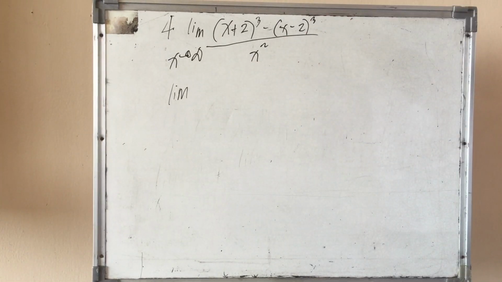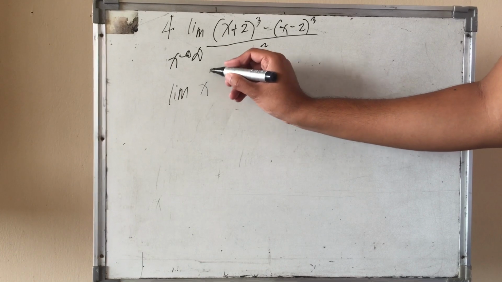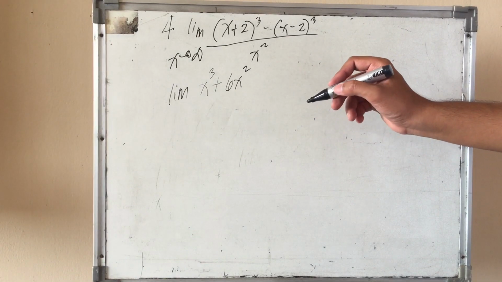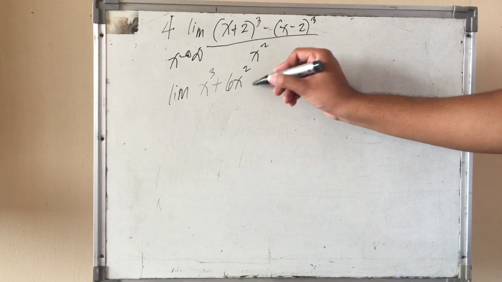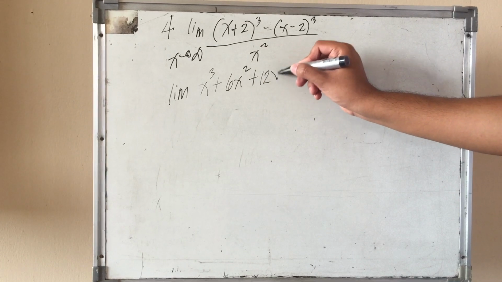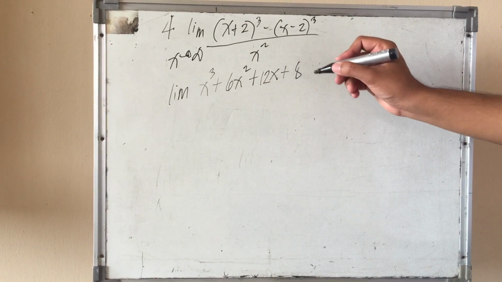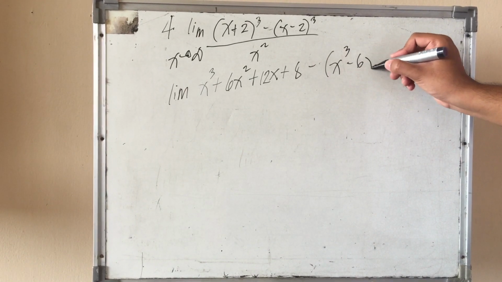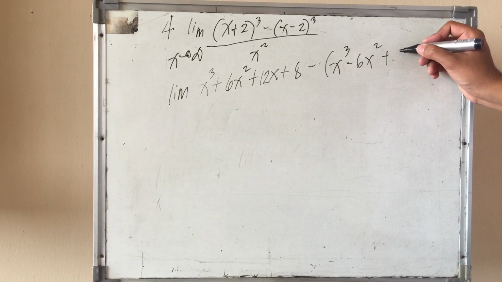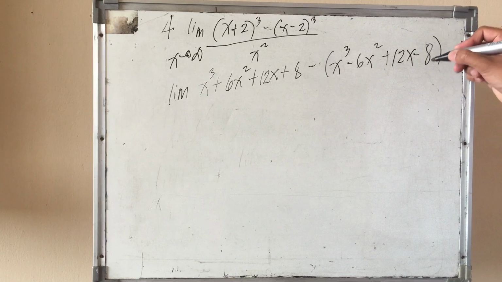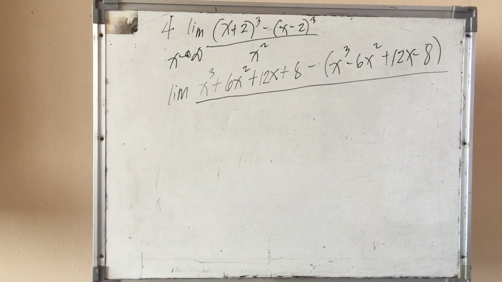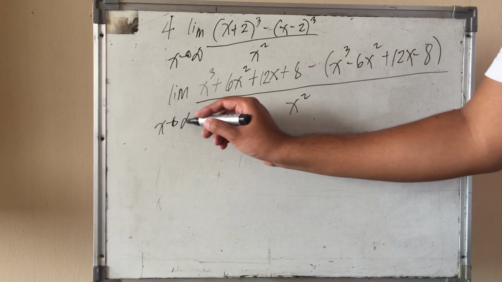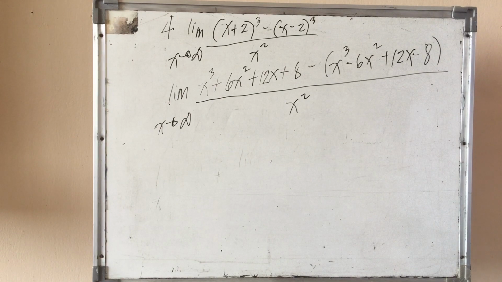minus the quantity x cubed minus 6x squared plus 12x minus 8, all over x squared, as x approaches infinity. Then we simplify this equation.